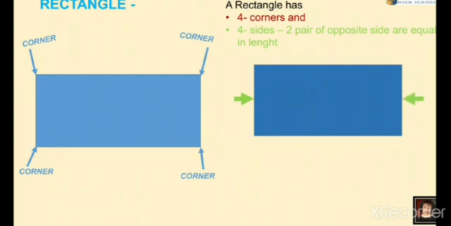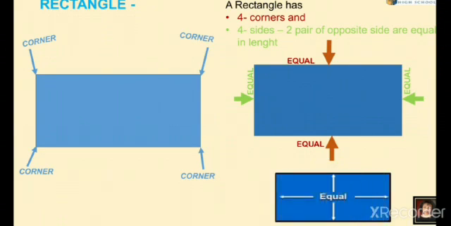The opposite sides of the rectangle have the same length. They have equal length. Then another opposite side, see these 2 are again opposite sides. They also have equal length. You can see in the figure here as well, these 2 red arrows have equal length. And these green ones have equal length. Both pairs of opposite sides have equal length.